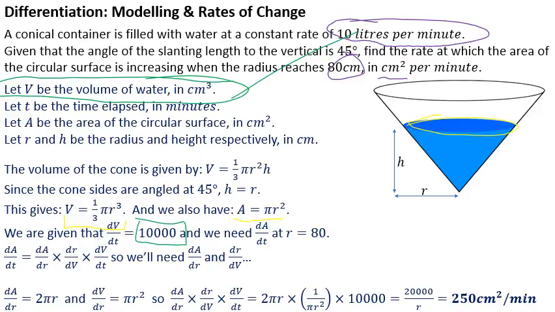So we've got a bit of work to do. We need to find dA by dr and dr by dV, but we have here dA by dr equals 2 pi r. That's just using the fact that the area is pi r squared. And then we can get dV by dr. That's the rate at which the volume changes.